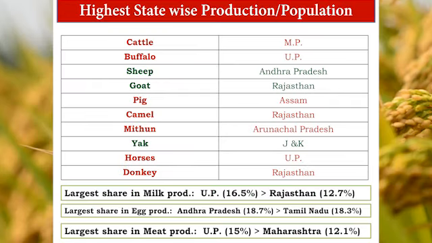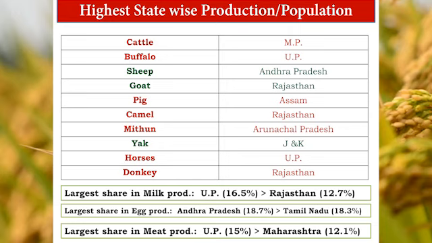Likewise, you can note down from this slide that the state having the largest cattle population is Madhya Pradesh, buffalo population is Uttar Pradesh, sheep population Andhra Pradesh, goat Rajasthan, pig Assam, camel Rajasthan, Mithun Arunachal Pradesh, yak Jammu and Kashmir, horses Uttar Pradesh and donkey Rajasthan.